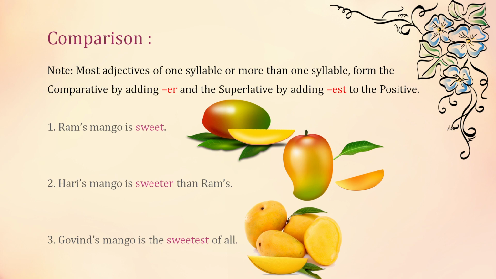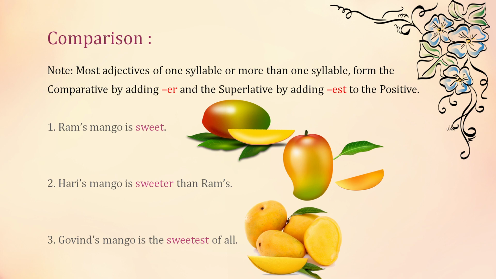The adjective sweeter is said to be in the comparative degree as we are making a comparison between two nouns. The adjective sweetest is said to be in the superlative degree as we are making a comparison between more than two nouns. The positive degree of an adjective is an adjective in its simple form. It is used to denote the mere existence of some quality we speak about. It is used when no comparison is made.